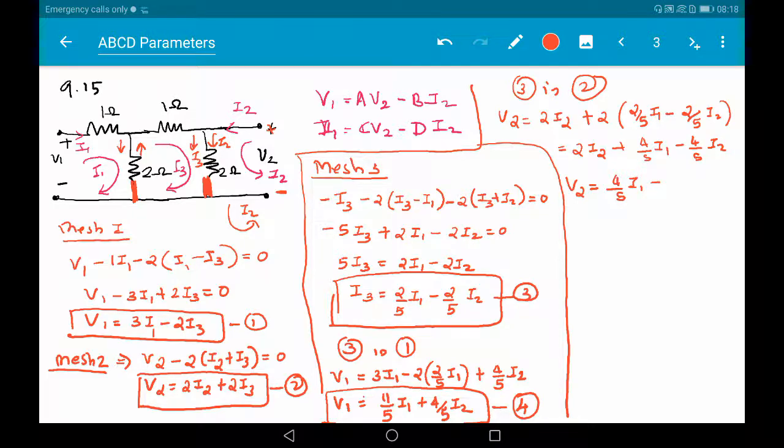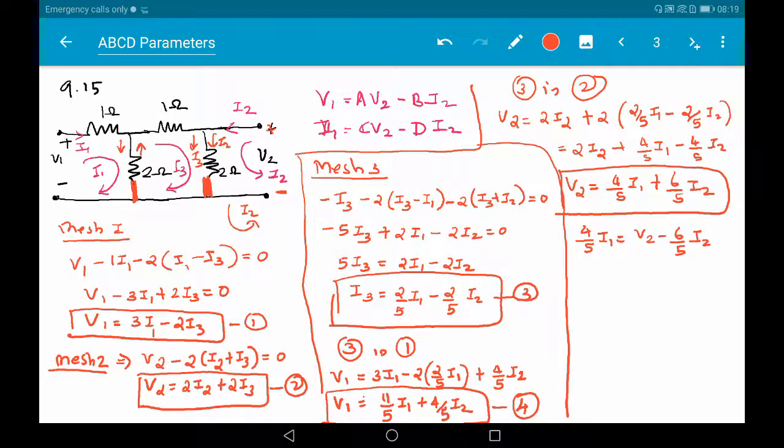അപ്പോൾ നമുക്ക് എത്ര വരും? 6/5 I2. Now we have V2 in terms of what we have, I1 and I2. ഇതൊന്ന് നമുക്ക് 4/5 I1 is equal to V2 minus 6/5 I2.